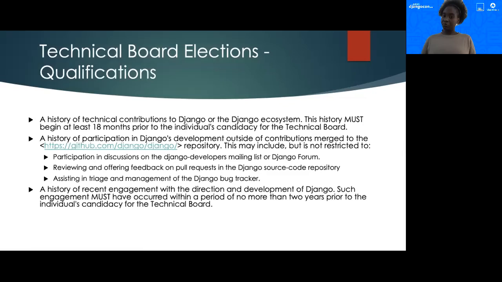Due to the nature of the work involved with the technical board, qualifications are expected of the technical board election candidates, mainly that they should have a history of contributing to Django technically at least 18 months prior to the election. Since the next technical board election will be held in approximately 18 months from now for the Django 5.x version, now may be the best time to start contributing technically to Django if you want to run in the next technical board election.